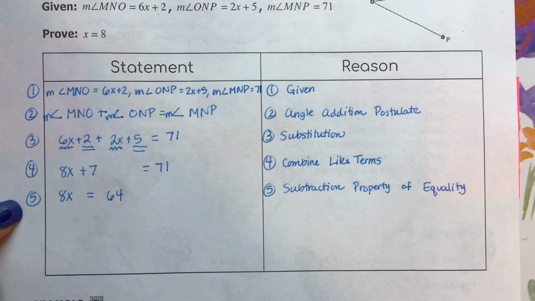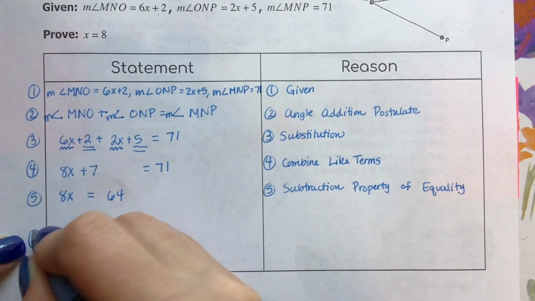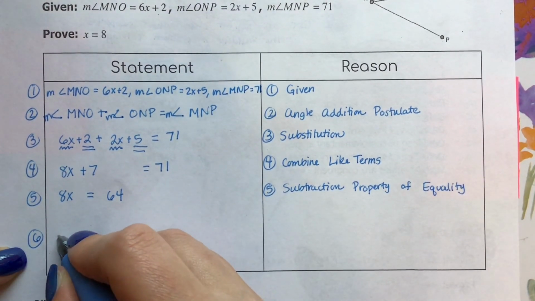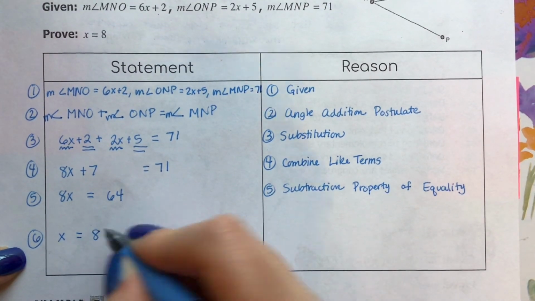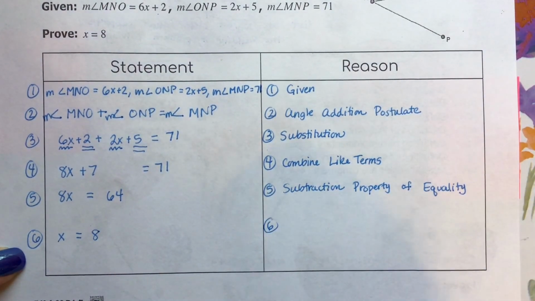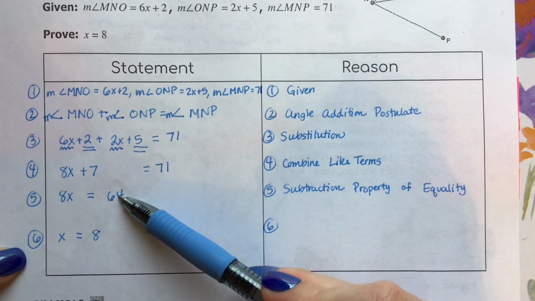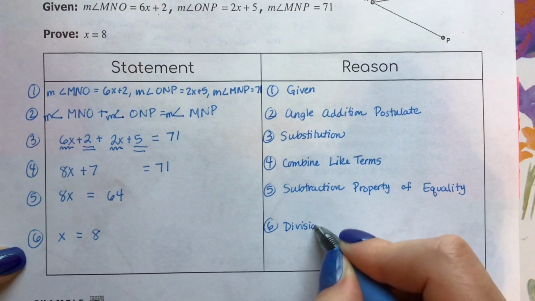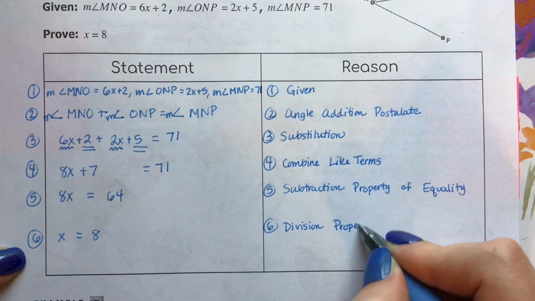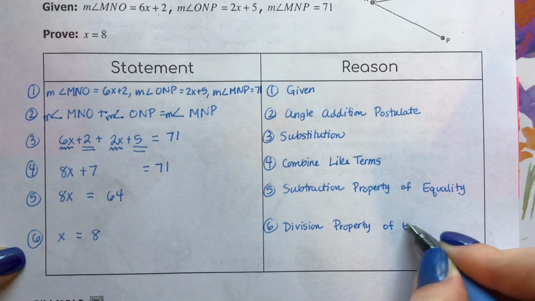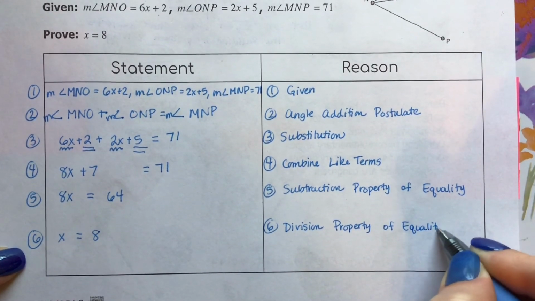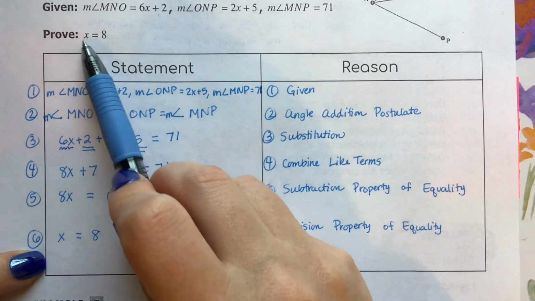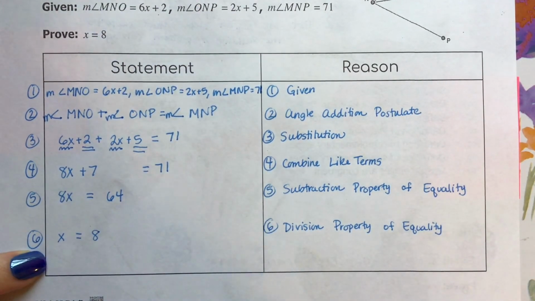So now it looks like we just have one more step. It's step 6. And I need to divide by 8 on both sides to get that x alone. So I have x is equal to 8. And the reason that I did that, or the justification to get from this step to this step, is the division property of equality. Now, my last statement matches the prove statement, and I'm done with my proof.